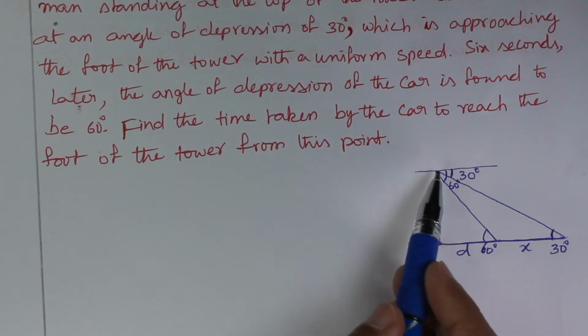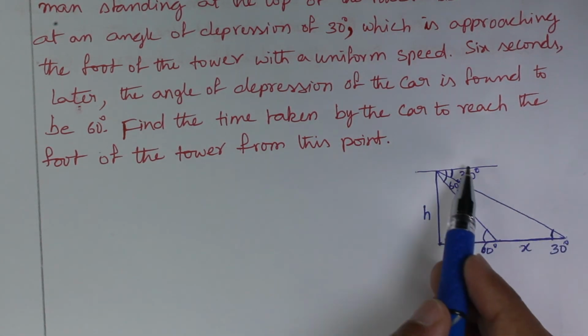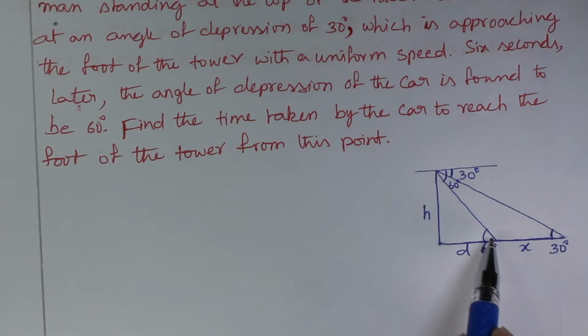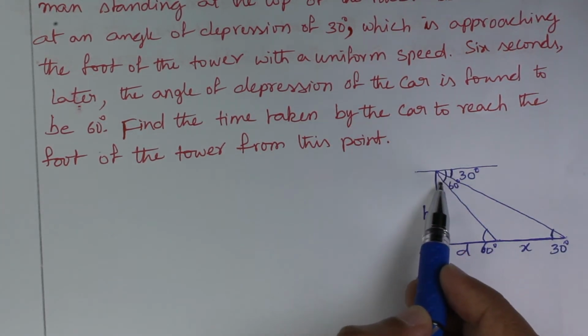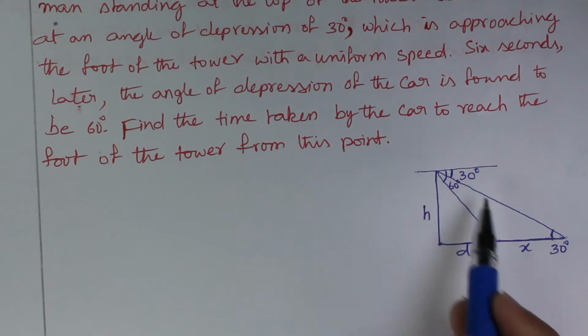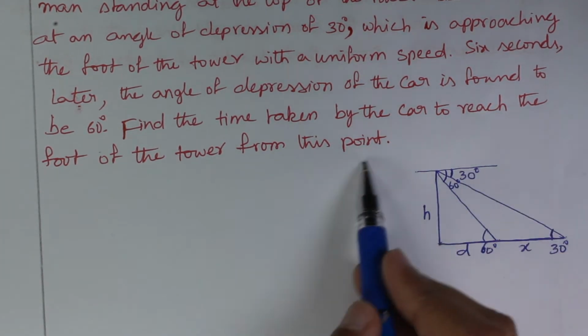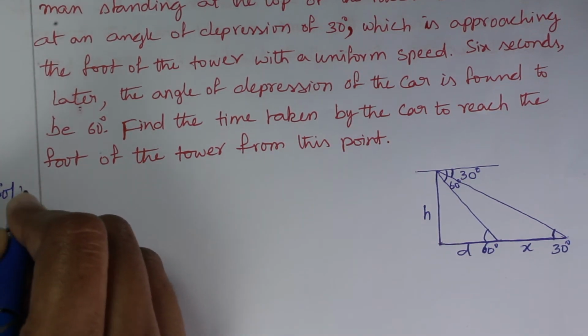Okay, the angle of depression from the first point is 30 degrees. That is, this angle is 30 degrees. So this angle becomes 30 degrees. And the angle of depression from the second point is 60 degrees. That is, this angle is 60 degrees. So this angle becomes 60 degrees. Hope this figure is clear for you. Now let's solve the question.